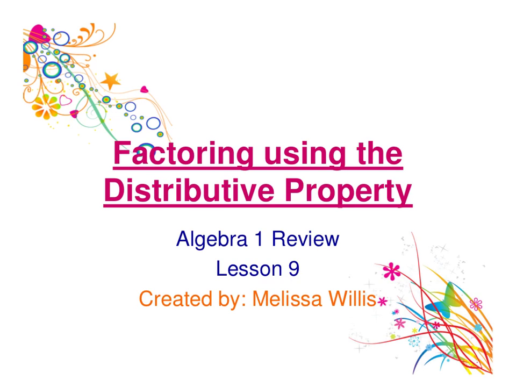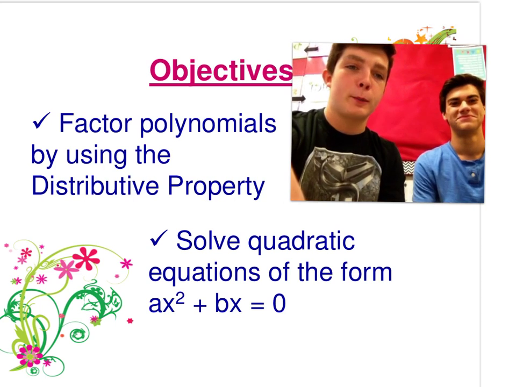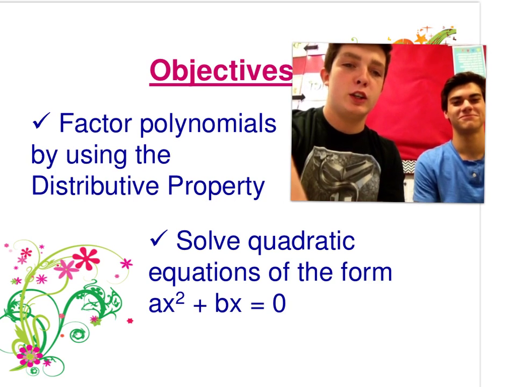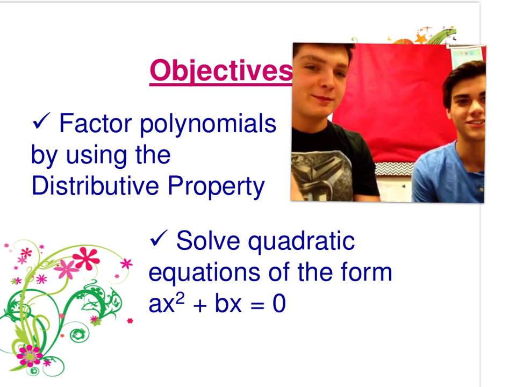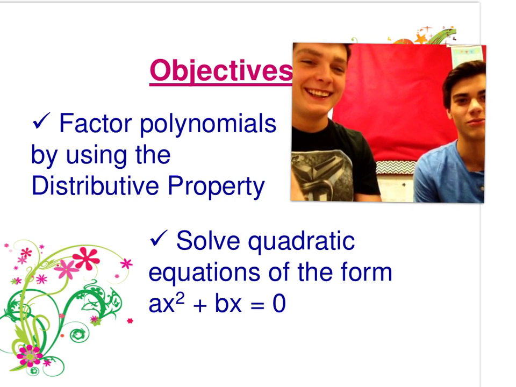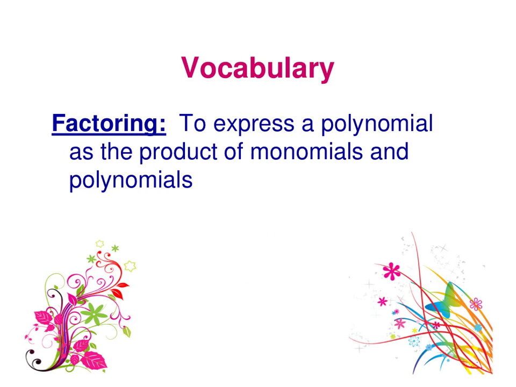Alright, so lesson 9 is our second lesson in factoring, and what we're going to be doing now is factoring using the distributive property. Objectives. Factor polynomials by using the distributive property. Solve quadratic equations of the form ax squared plus bx equals 0. So factoring means basically we're expressing a polynomial as a product of monomials and/or polynomials.